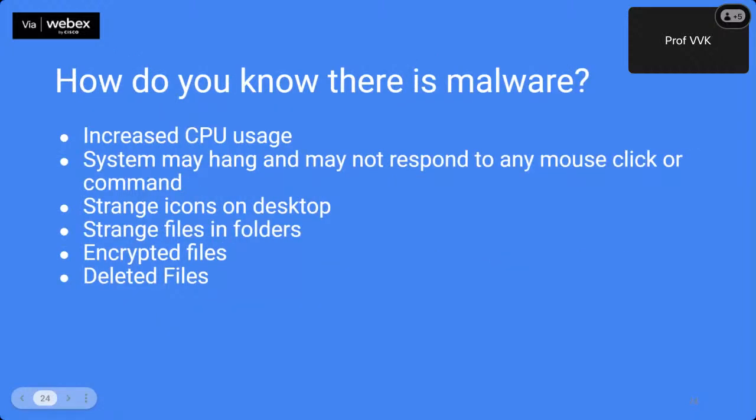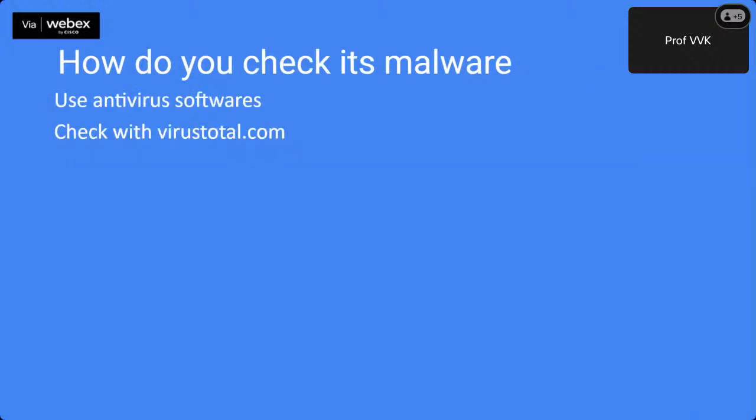How do you know there is malware? Whenever your system gets very slow, or may hang up and not respond to any mouse click or command. There might be strange icons on the desktop, or strange files in the folders. The files go encrypted or are noted to be deleted. Then there is malware.